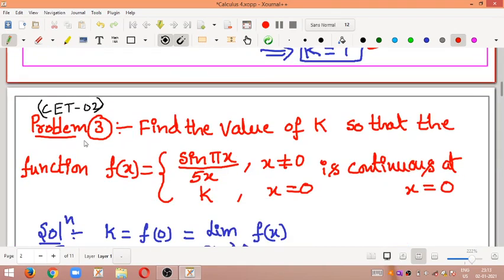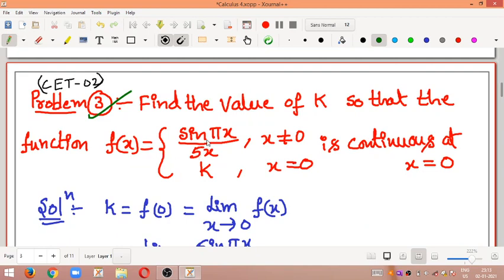That is the CET second question. CET 2002, they are asking this beautiful question. Find the value of k so that the function f of x is equal to sine pi x by 5x if x is not equal to 0, f of x is equal to k if x is equal to 0, is continuous at x is equal to 0. When this function is continuous at x is equal to 0, we want to find this k value.